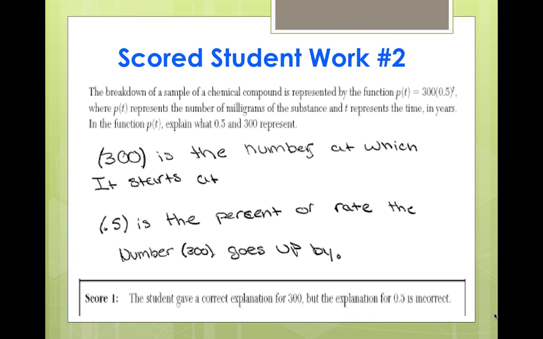All right, this student scored 1 out of 2 points. Let's look at their response. They say that 300 is the number at which it starts, and 0.5 is the percent rate the number 300 goes up by. The feedback provided to the student is that it gave a correct explanation for 300, but the explanation of 0.5 is incorrect. So we see that if a student is able to answer a portion of it, then of course they deserve to have some point value assigned to it.